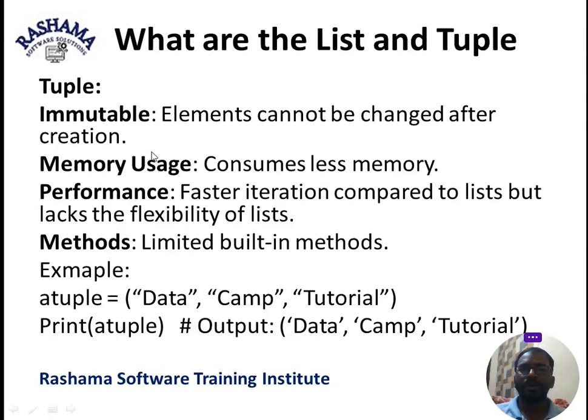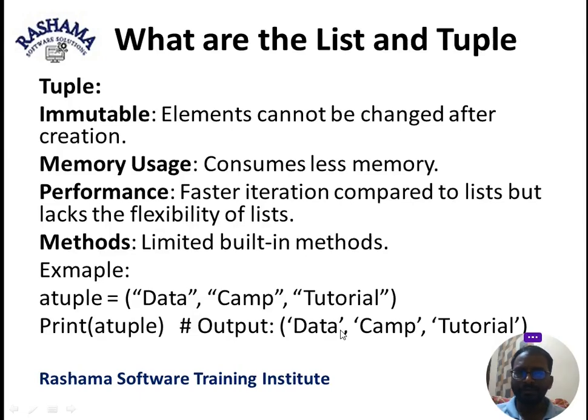Tuple is immutable, memory consumption is less, performance is faster, and methods are limited. So you see the below example: a tuple is the one variable I created, after adding 3 items of data into the tuple. After that, if we use print tuple, the output will be like this. This is about the tuple.